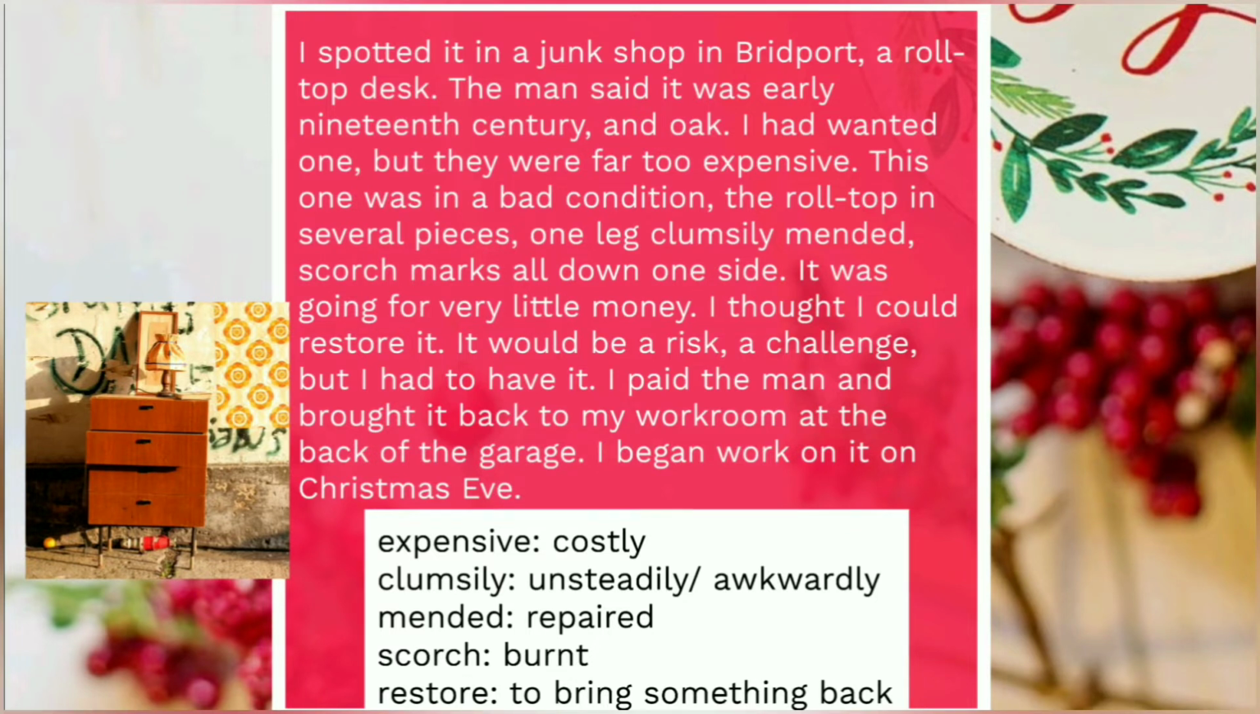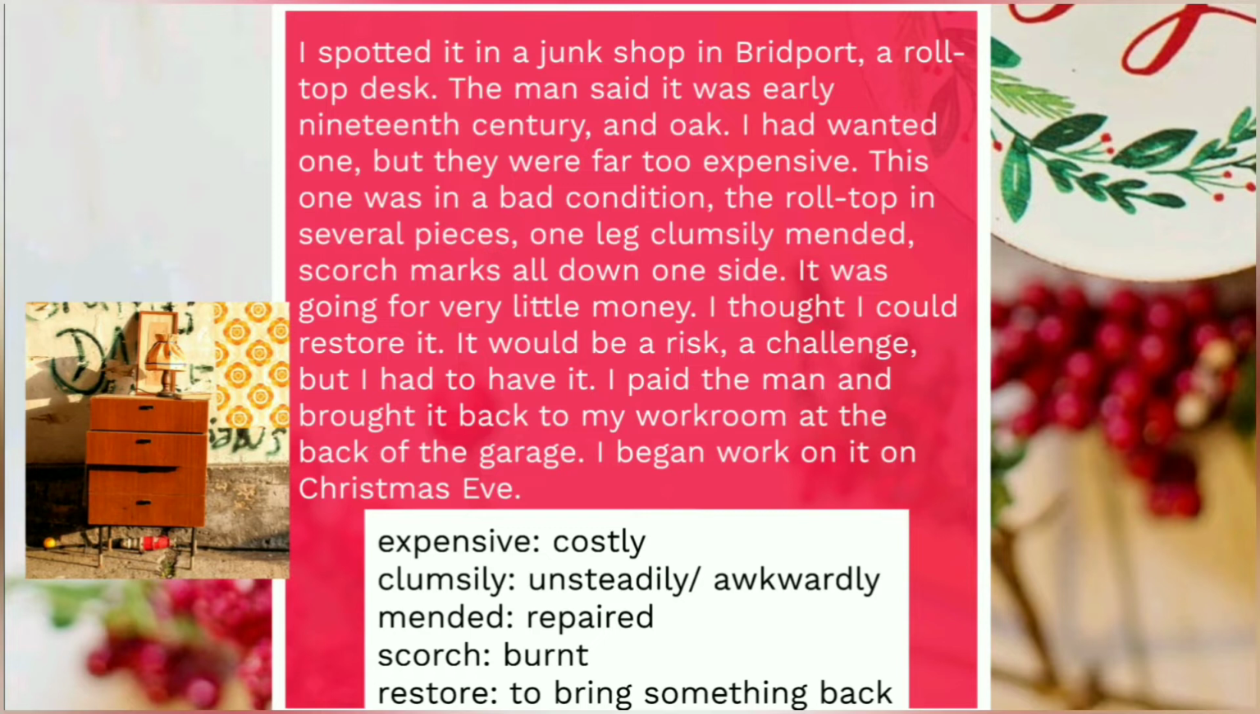The roll-top in several pieces, one leg clumsily mended, scorch marks all down on one side. It was going for very little money. I thought I could restore it. It would be a risk, a challenge, but I had to have it. I paid the man and brought it back to my workroom at the back of the garage. I began to work on it on Christmas Eve.